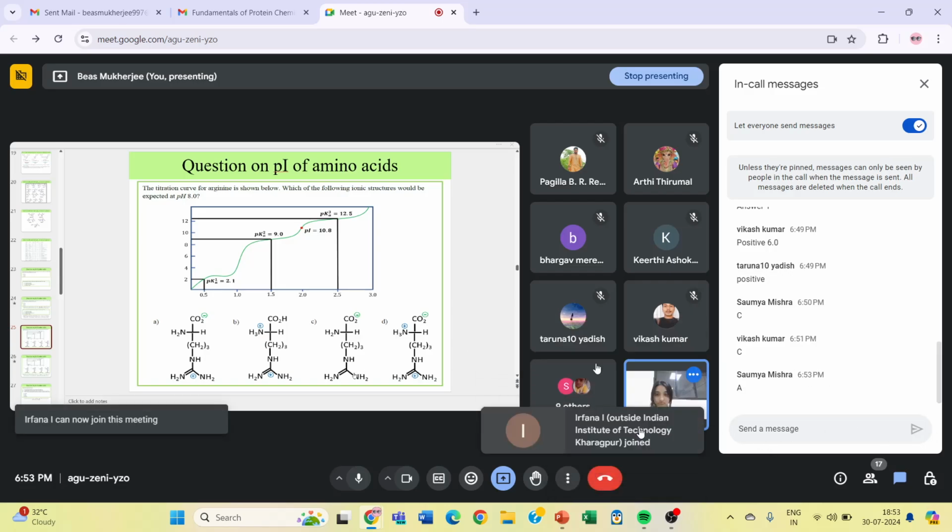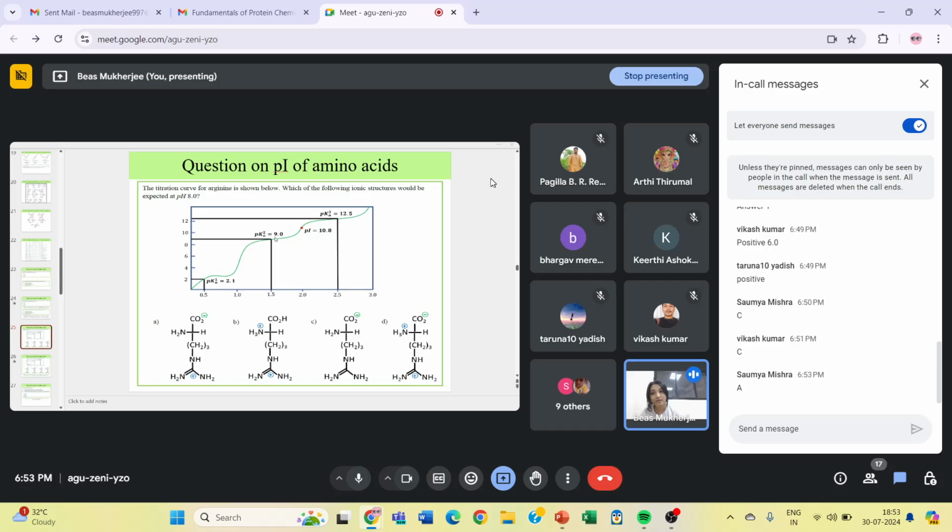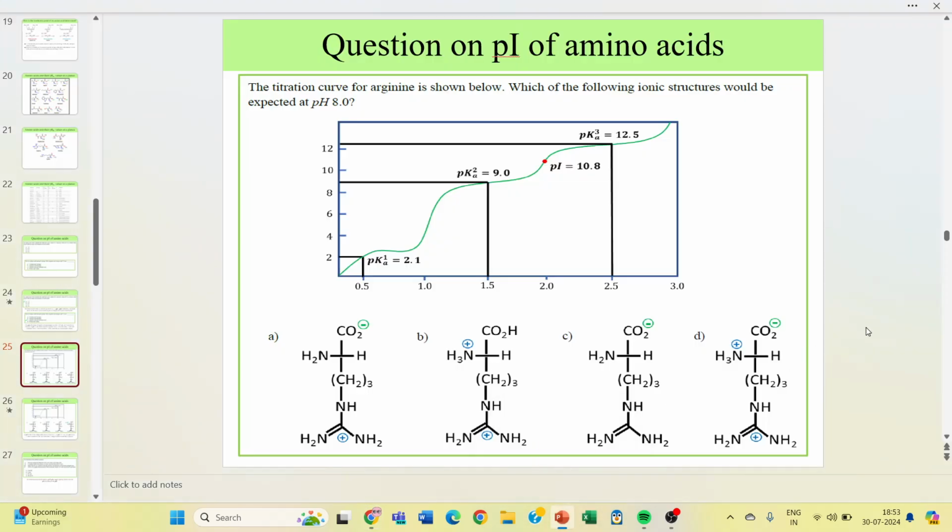Now what happens? This alpha amino group loses the H plus ion when the pH is more than 9. So below 9, what should the case be? What should the scenario be? Tell me. Okay, you're saying it's A. Okay, let us actually look at the answer.